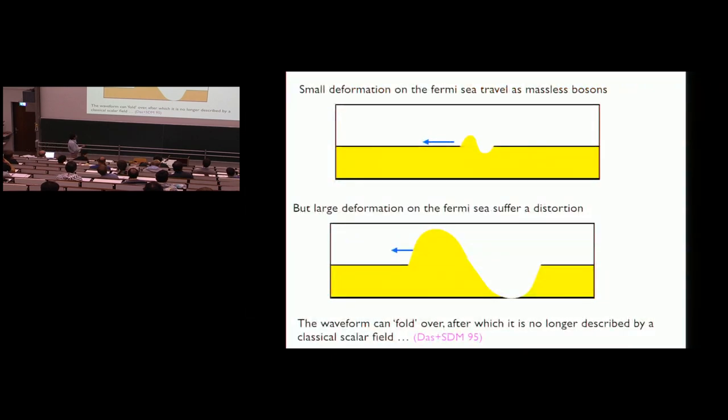Now you see something interesting is happening. If you make a little ripple on this Fermi sea, it actually travels this way at the speed of light. Okay, this was actually done for the c equal to 1 matrix model, and it actually gave you strings in 1 plus 1 dimensions. This was called a massless particle. It actually has a wave equation of a massless particle. But if you make a big wave, it touches the bottom of the sea and actually does crazy things. It folds over and can no longer be described by a classical scalar field. Okay, so here we have a model.